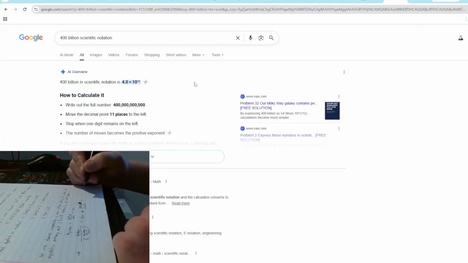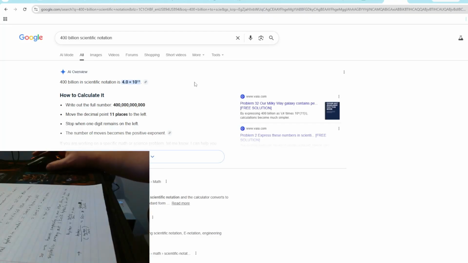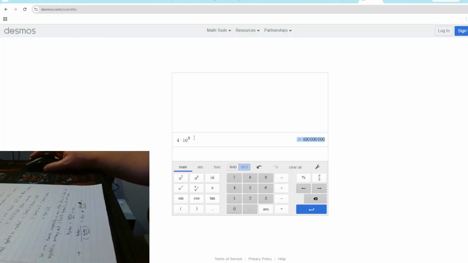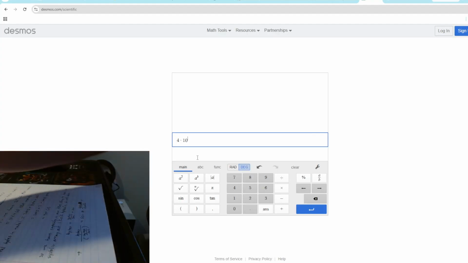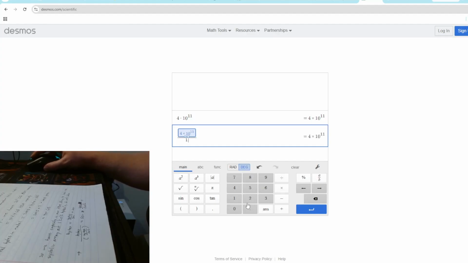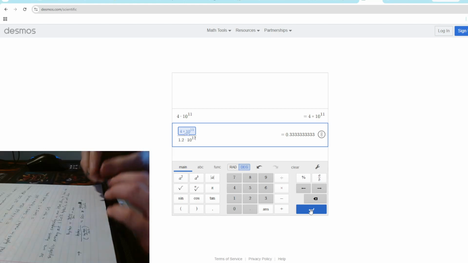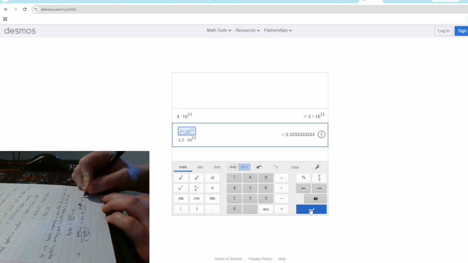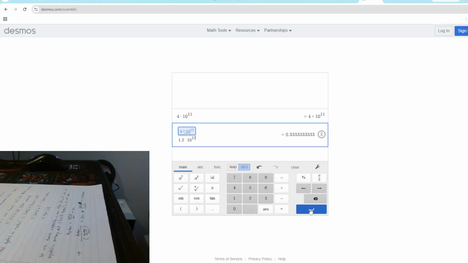Anyway, okay, what now? So 4 times 10 to the 11 divided by 1.2 times 10 to the 12 is 0.3, 0.33 seconds. Man, I hope that is right. Time to find out.